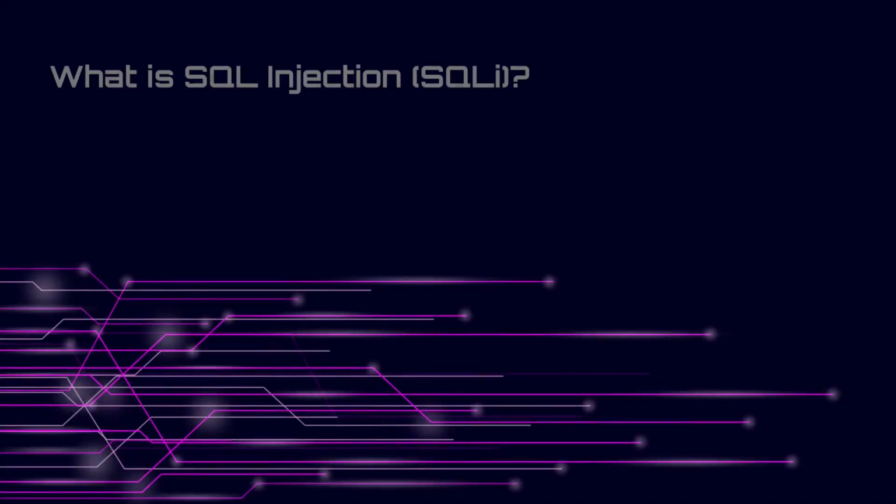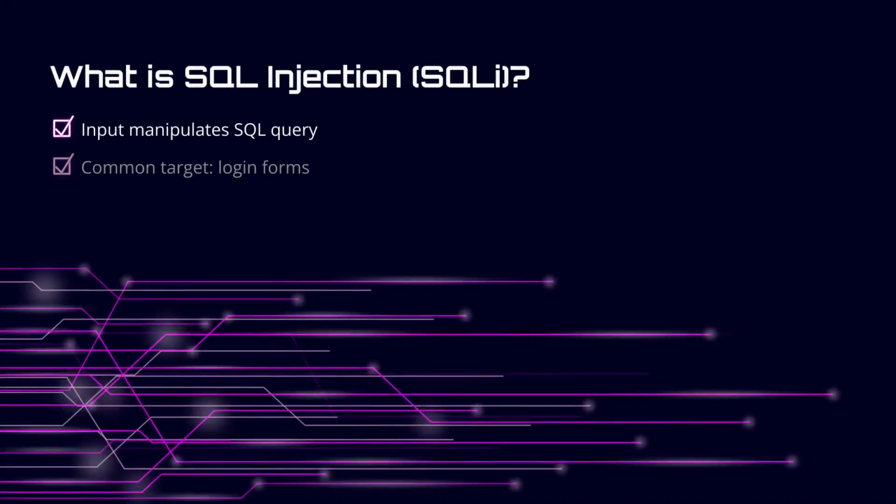SQL injection happens when user input is inserted into SQL queries without proper filtering. This allows attackers to change how the query works, commonly to bypass logins or access sensitive data. If you want to learn more about SQL injection, I have a video, SQL Injection for Beginners. I will leave a link in the description under the video.